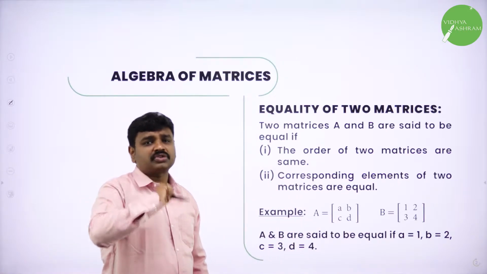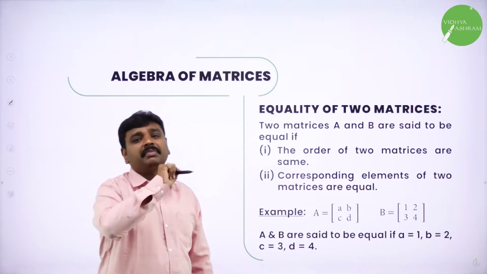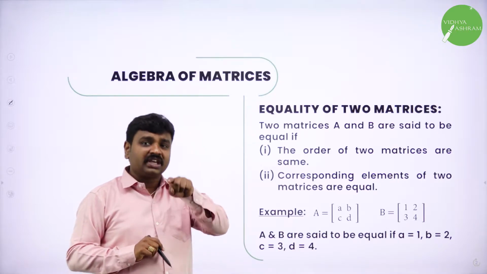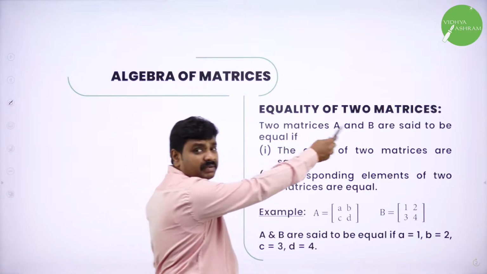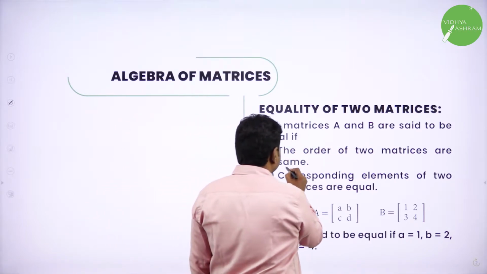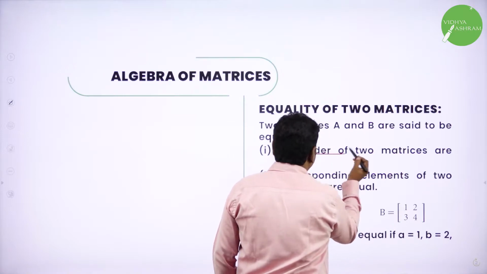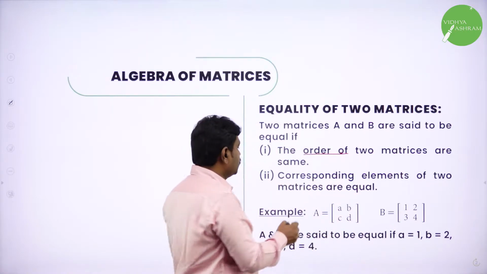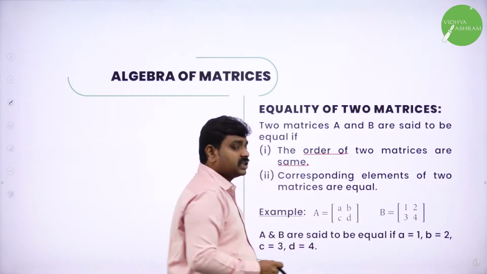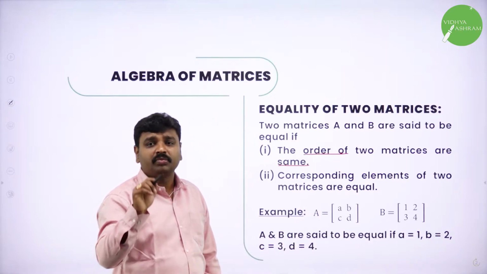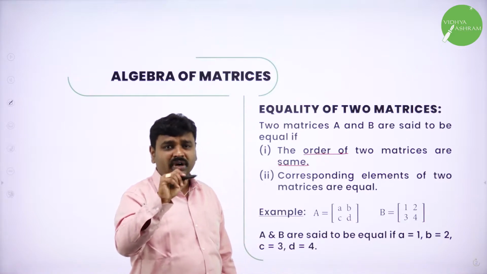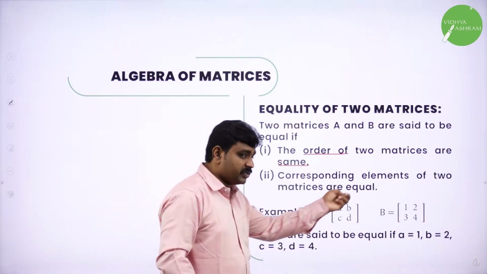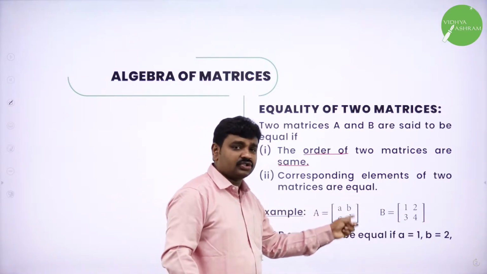The first and foremost thing is they should have same order. Two matrices A and B are said to be equal if the two matrices are of same order. Now, the second important condition is corresponding elements of two matrices should be equal. Means first element should be equal to first, second should be second, third should be third.